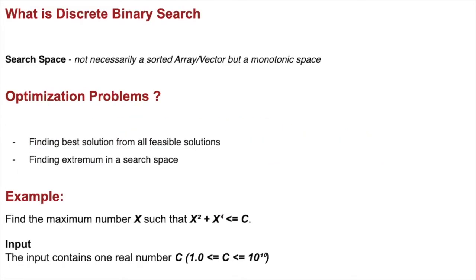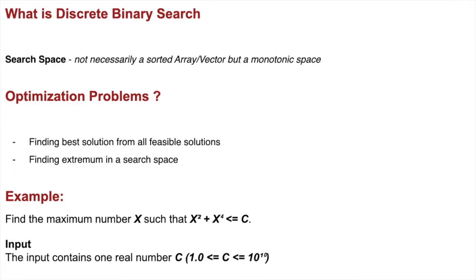Now, just to give a brief about discrete binary search: when we hear the term binary search, the first thing that comes to mind is that there is a sorted array or vector. But in discrete binary search, the search space is not necessarily a sorted array or vector. It is also possible that the search space is not a container at all, like an array or vector. It is just a monotonic range, and it can be continuous or discontinuous.